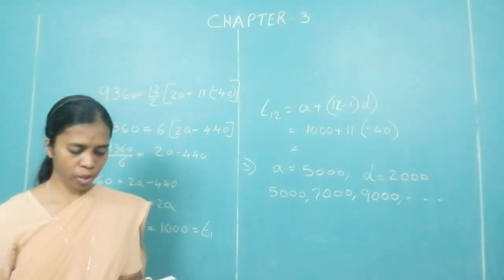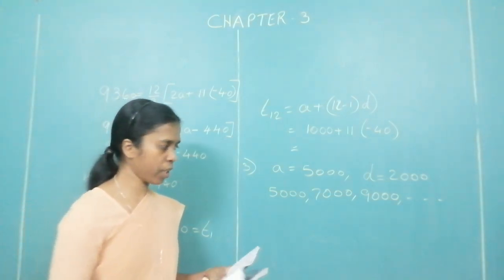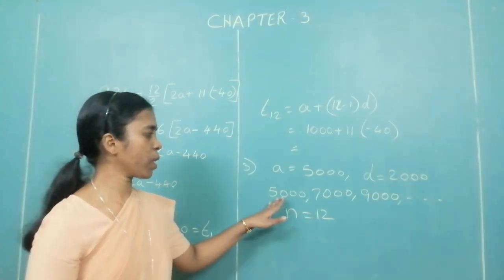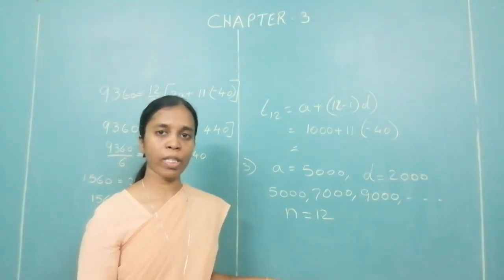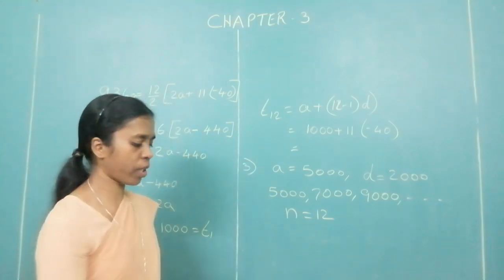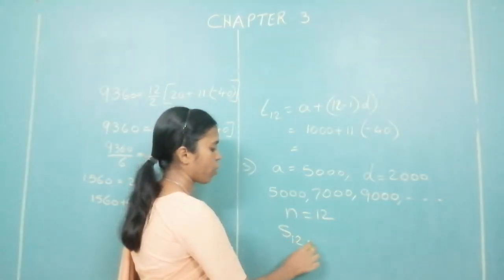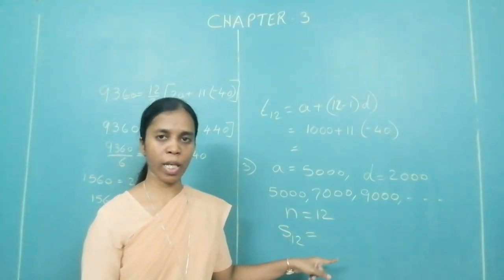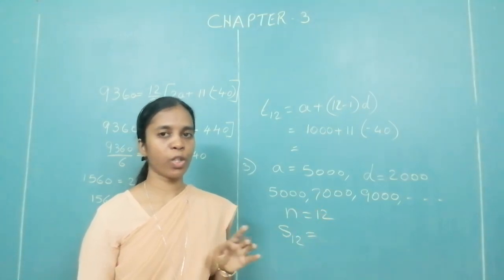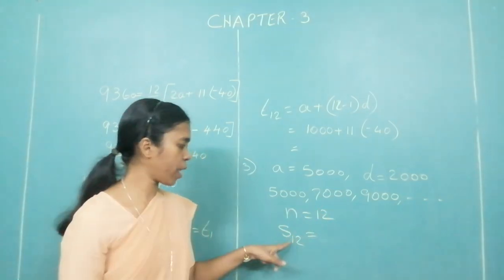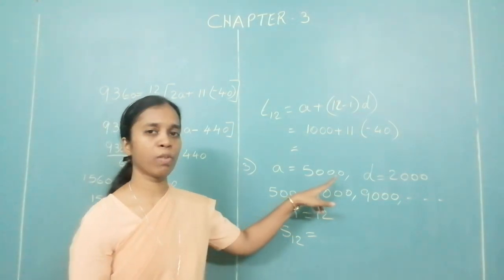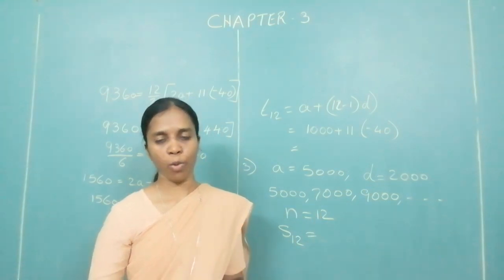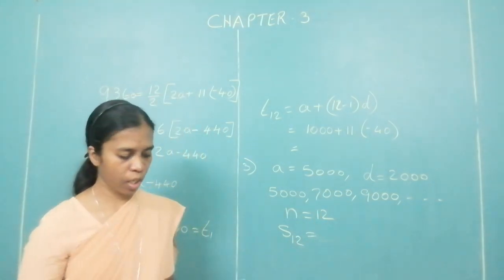Find the total amount he invested in 12 years. 12 years means N is equal to 12. So, first year he gave this much, second year, third year. In 12 years, how much has he invested? So, what are we supposed to find out? We have to find out S12. What is the formula for S12? N upon 2 bracket 2a plus bracket n minus 1 into d. N is given to us 12, a is given to us 5,000, d 2,000. Substitute in the formula and solve it, you will get the answer.